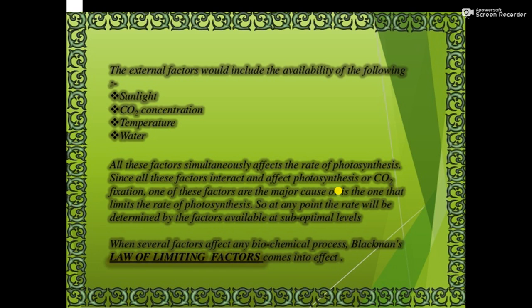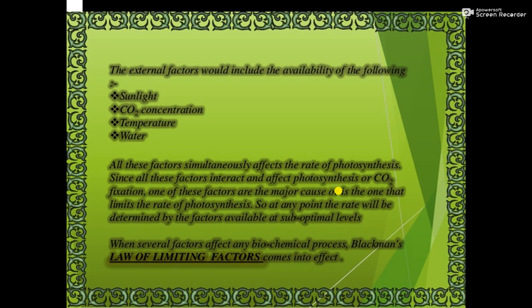The external factors would include the availability of the following: sunlight, carbon dioxide concentration, temperature, and water. All these factors simultaneously affect the rate of photosynthesis. Since all these factors interact and affect photosynthesis or carbon dioxide fixation, one of these factors is the major cause, the one that limits the rate of photosynthesis. So, at any point the rate will be determined by the factor available at suboptimal levels.